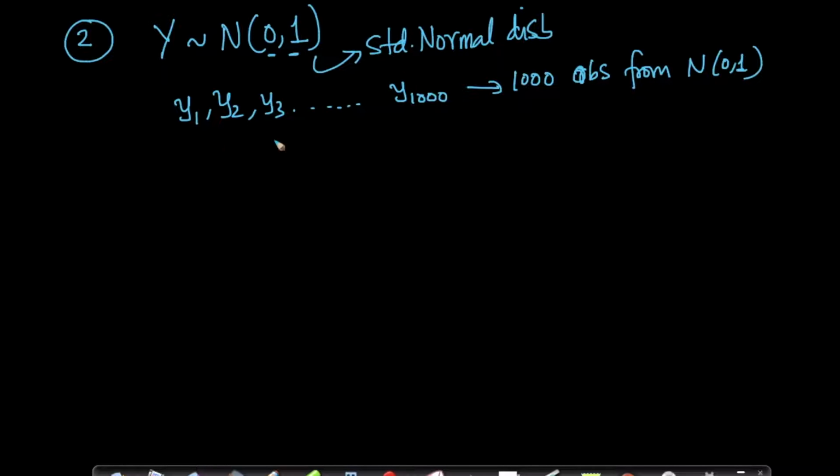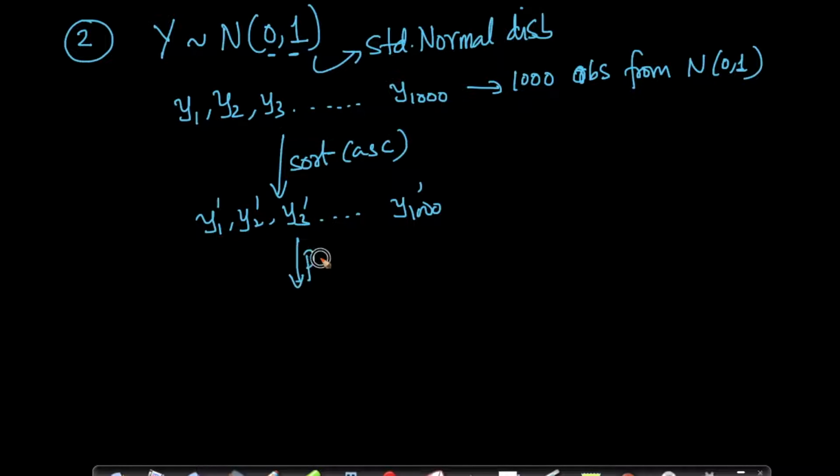Even these values you can sort, and you can have y1 dash, y2 dash, y3 dash, so on and so forth, y1000 dash in ascending order. And on top of them, now I can compute percentiles.